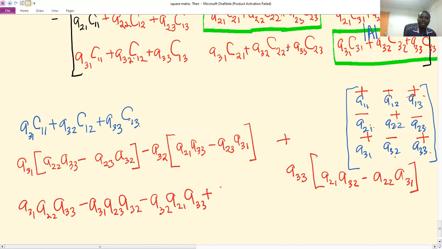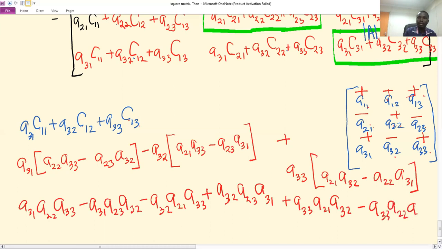minus will be plus A32, A23, A31, and then plus A33, A21, A32, and then minus A33, A22, A31.